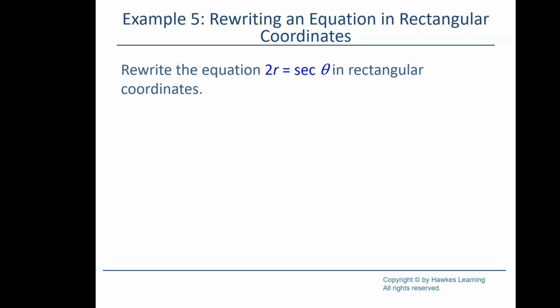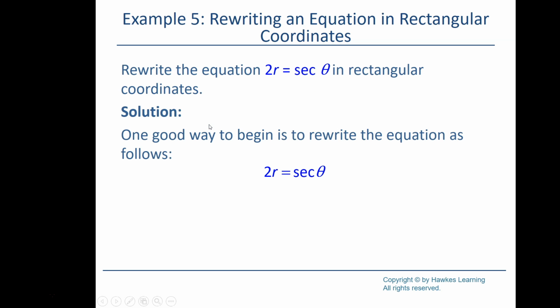So remember, x equals r cosine theta. So there's r. This is secant, but remember, secant is 1 over cosine. Now if I multiply both sides of this equation by cosine, I'll have r cosine theta, and then if I divide by 2, I'll have 1 over 2. So I multiplied by cosine, and I got 2r cosine theta equals 1. Then I divide by 2 and I get r cosine theta equals 1/2. And that's x. x equals 1/2.